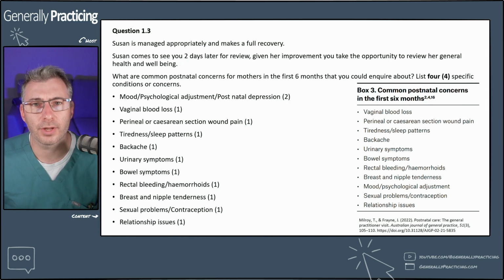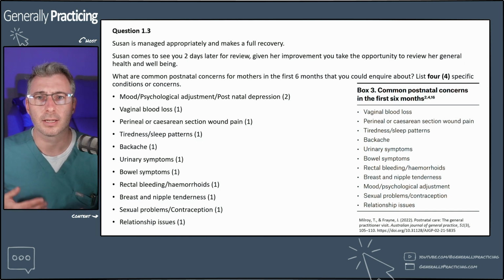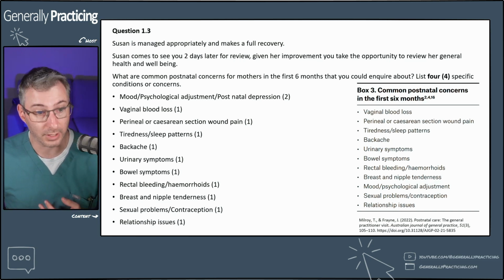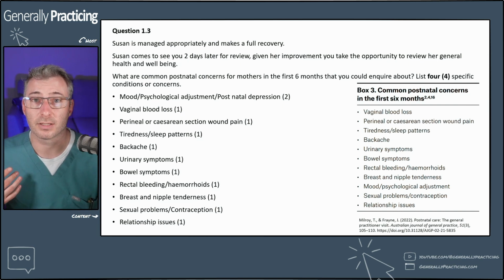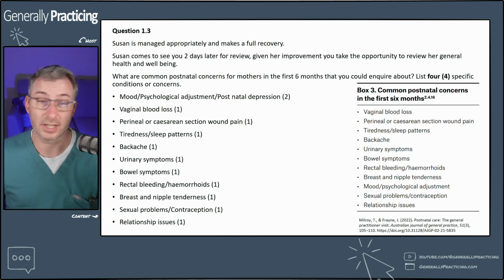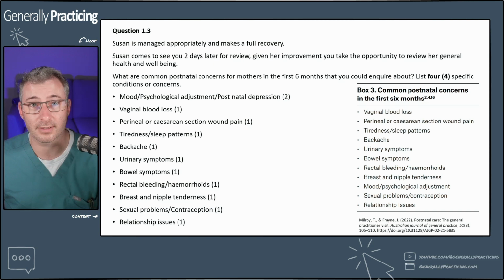Now, of course, one of the things that's always in our mind in young mothers is going to be things like postnatal depression. So inquiring about mood, psychological adjustment and postnatal depression, specifying even doing the postnatal depression screen. You could ask about vaginal blood loss. We'd be concerned about endometritis, for example, perineal or caesarean section wound pain, tiredness or sleep patterns. As a father of two, I miss sleep.